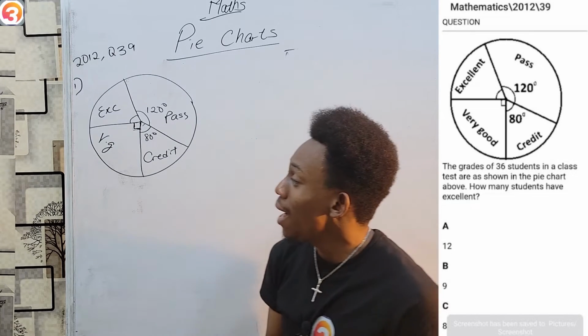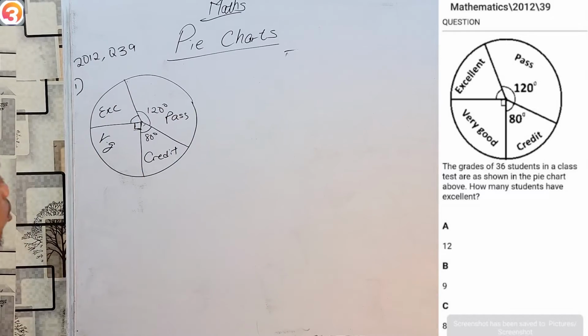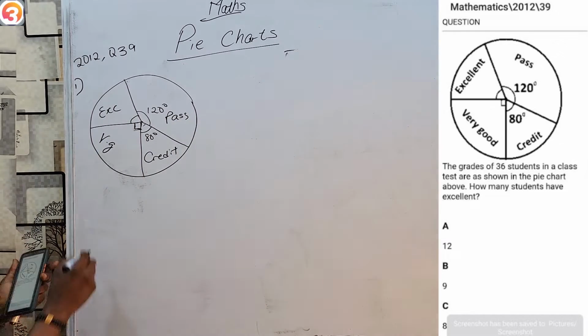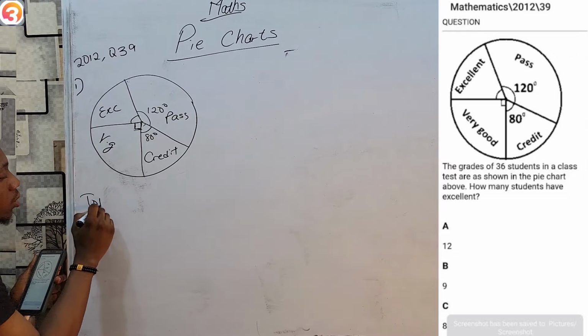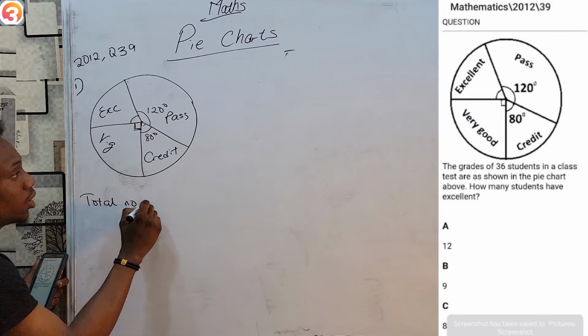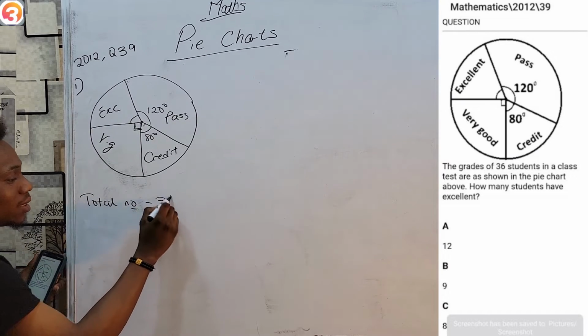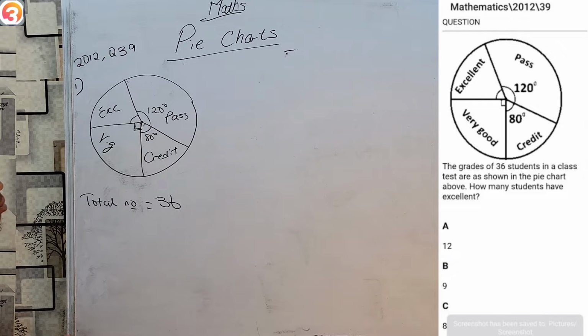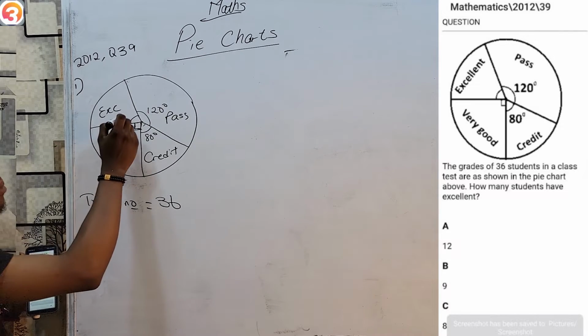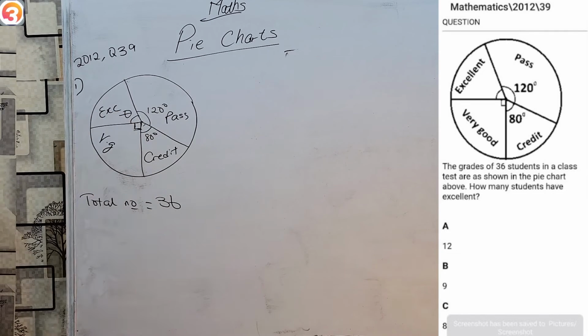How many are excellent? The total number of students is given to me. Let's just call it here. The total number is given to me as 36. There are 36 students in the class. I want to know how many of them have excellent. Well, excellent is being given by an angle, theta. And unfortunately, it doesn't appear I know that angle. That angle seems to not be known.